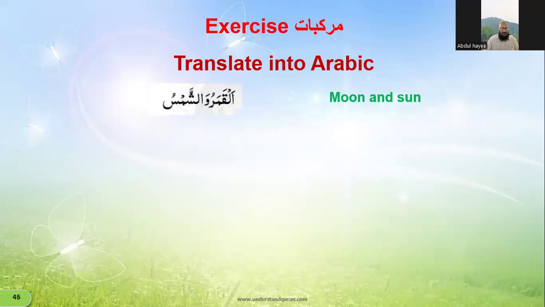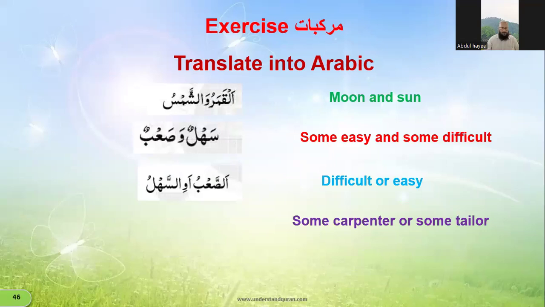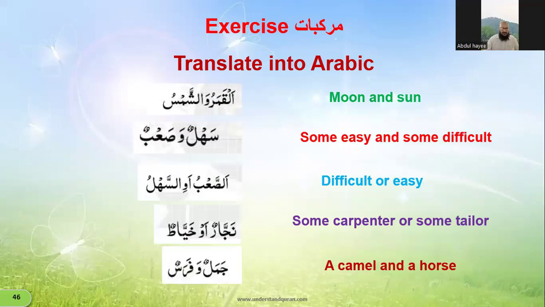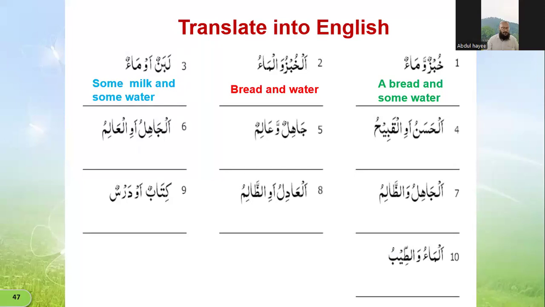Moon and sun, ash-shamsu wal qamaru. Some easy and some difficult, sahlun wa sa'bun. Difficult or easy, as-sa'bu was-sahlu. Some carpenter or some tailor, najjarun aw khayyatun. A camel and a horse, jamalun wa farasun. So now you have to translate. Yes, khubzun wa ma'un, we will say a bread and some water. Al khubzu wal ma'u, we'll say the bread and the water. Labnun aw ma'un, which is some milk or some water.